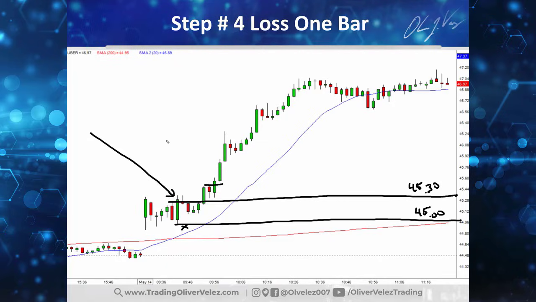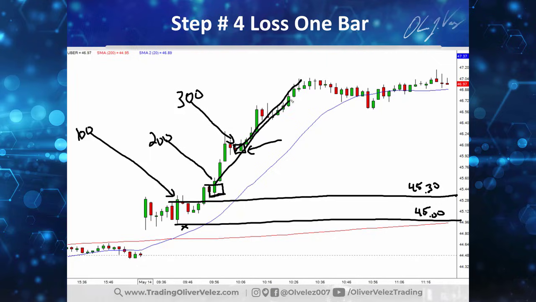This one I can probably play. This one I can play 100 because 200 I would lose $60. This one I can probably play 200 because it's smaller. And this one I can probably play 300 shares. That's very small. And I love that sound. That's it. Beautiful.